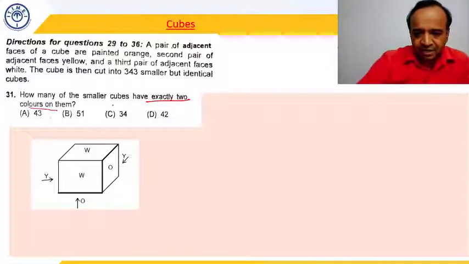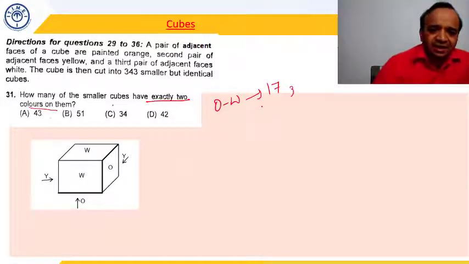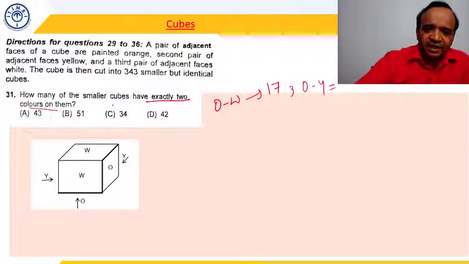Okay. So as we had seen, orange and white, we had how much? 17. Similarly, can I say orange and yellow will also have 17? And yellow and white will also have.